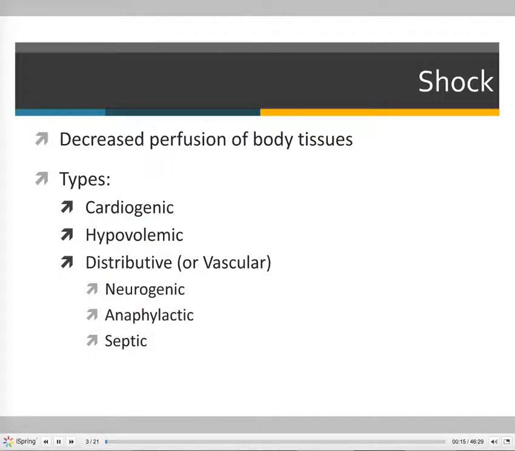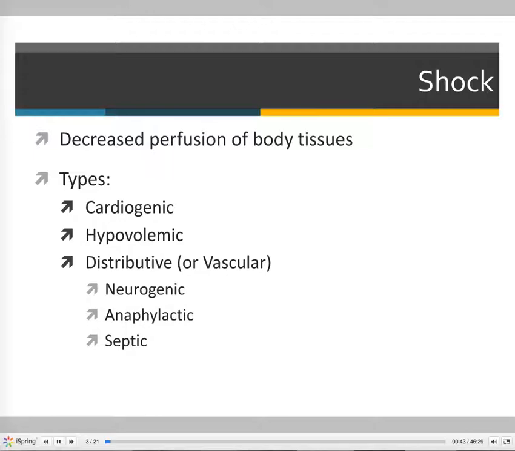The three components of adequate blood circulation are the heart as a pump, circulating blood volume, and vascular tone. The common pathway in all types of shock is decreased perfusion of body tissues. So remember that. Shock pertains to a decrease in perfusion of body tissues. When tissues are not perfused, cellular metabolism is impaired. For example, there's impaired use of oxygen as well as impaired use of glucose.